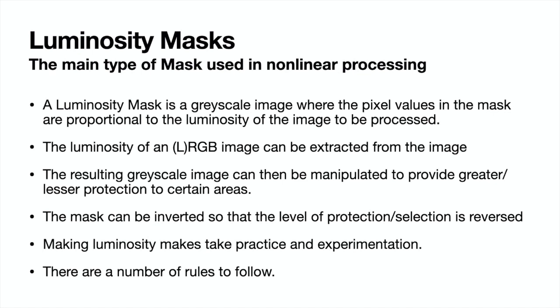The first mask we're going to look at is a luminosity mask. This is one of the main types of mask used in non-linear processing. A luminosity mask is a grayscale image where the pixel values in the mask are proportional to the luminosity of the pixels in the image to be processed. The luminosity of an RGB image can be extracted from the image. The resulting grayscale image can then be manipulated to provide greater or lesser protection to certain areas. Also, the mask can be inverted so that the level of protection selection is reversed. Making luminosity masks takes practice and experimentation. However, there are a number of rules to follow.